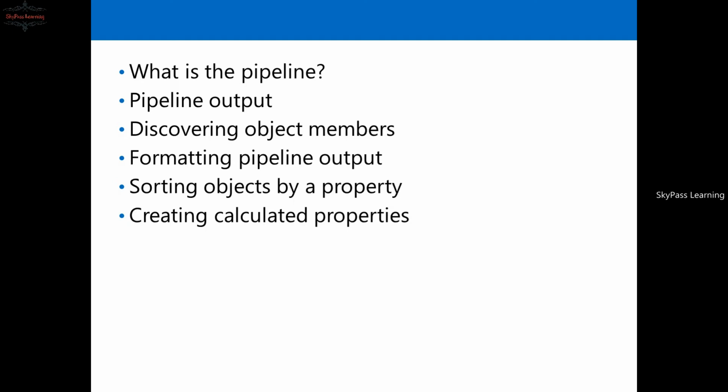And today I am going to start with the Windows PowerShell Beginners to Professional series part 2. In this I am going to cover what pipelining is, how we can set a pipeline output, discovering the object's members, formatting of pipeline outputs, sorting of objects and creating some calculations. I will show you how we can set up and execute this in this video. I will show a couple of sample commands also.